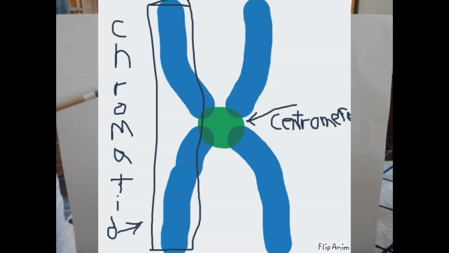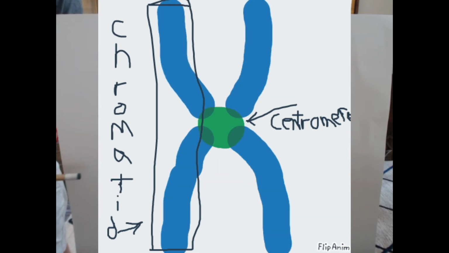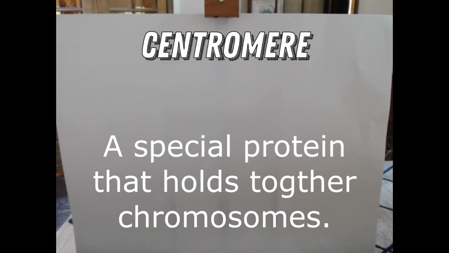To make DNA easy to replicate, it forms into neat chromosomes, which are made up of 2 sister chromatids which are identical and held together at the centromere of each chromosome. The centromere is just a special protein. Now back to the second phase of mitosis.